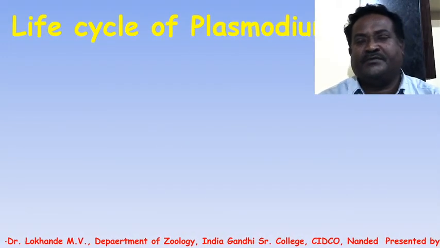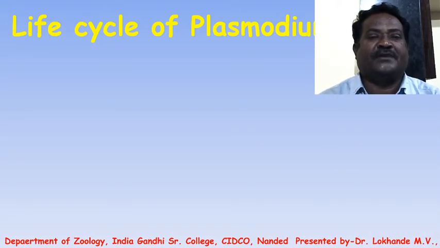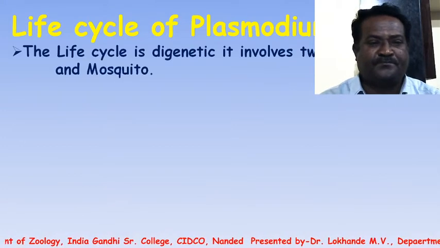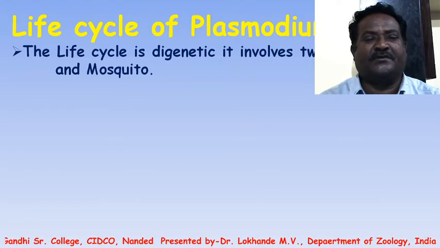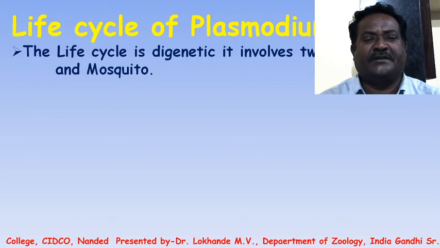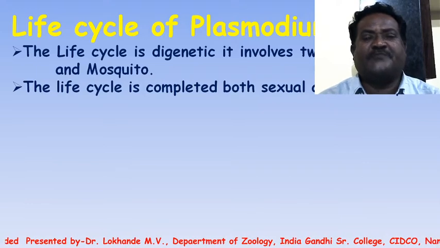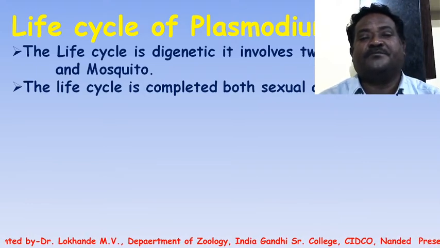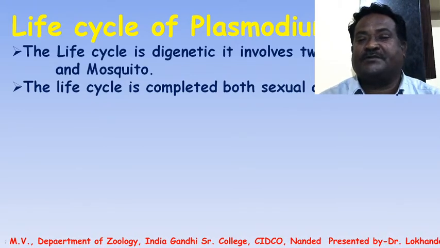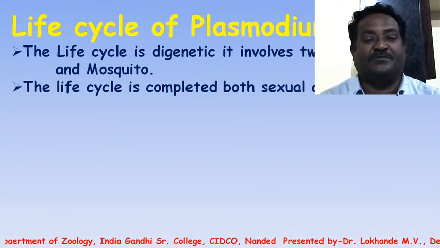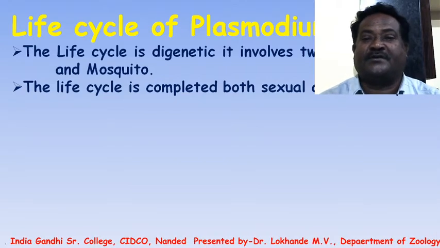Now, welcome to all of you to the online video lecture series for Google Classroom: the life cycle of Plasmodium vivax. You know that the life cycle of Plasmodium vivax is called a digenetic life cycle, and it involves two hosts, that is, man and the mosquito. So the life cycle is completed in both the hosts; both asexual reproduction and sexual reproduction occur in the two hosts in the life cycle of Plasmodium vivax.